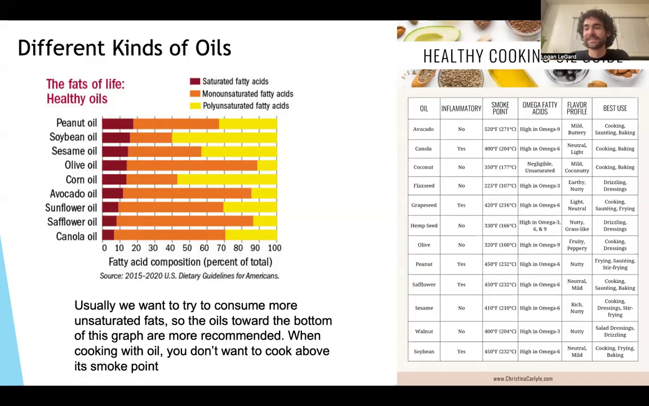Something I want to point out: when it says inflammatory next to these, there's not really a lot of evidence to show cooking with different oils may be inflammatory, because we're getting it in small amounts. If we were to drink an entire bottle of these oils that are higher in omega-6 fatty acids, then it could be pro-inflammatory, having it in larger quantities.